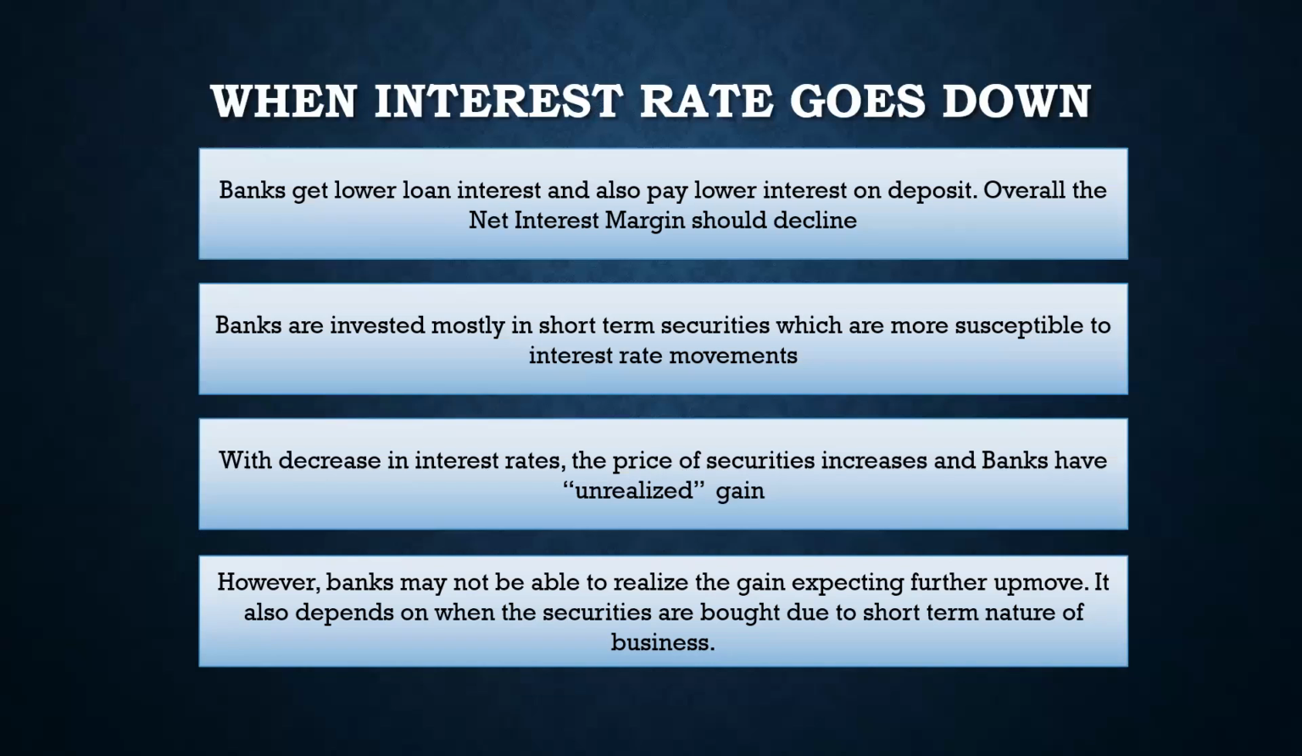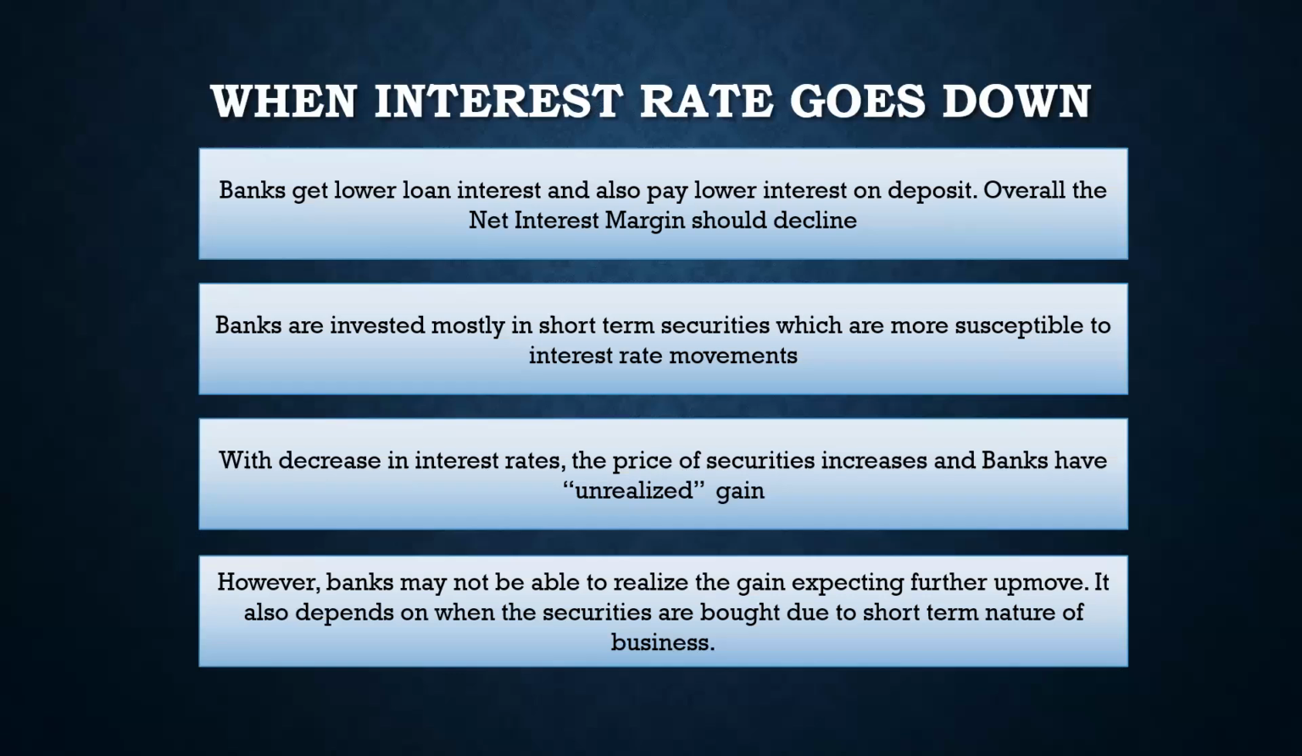Why does this happen? Because banks mostly invest in short-term securities, so they do not have long-term securities where this gain will be more pronounced, right? Because you have invested in long-term securities much earlier. You have probably invested in a long-term security 1 year back when the interest rate was really high, and 1 year later the interest rate has gone down. So there is a significant gain that you can expect because you have invested in long-term securities.